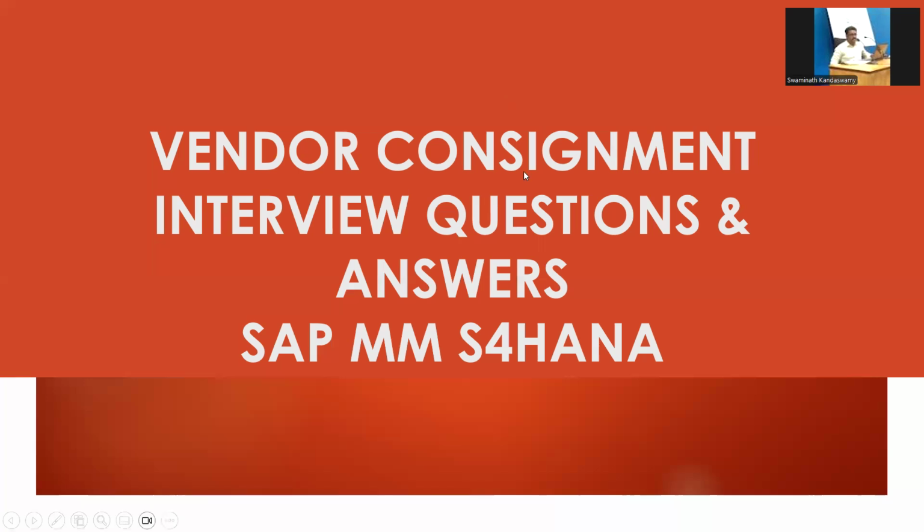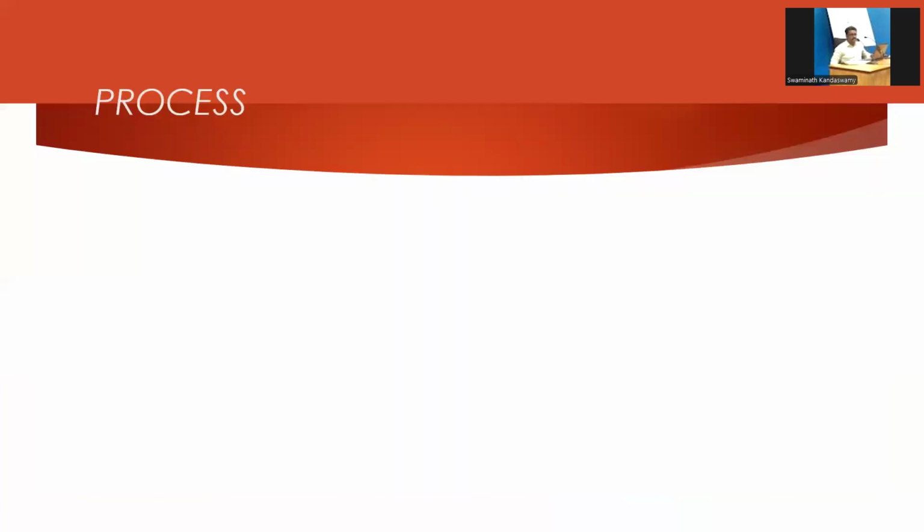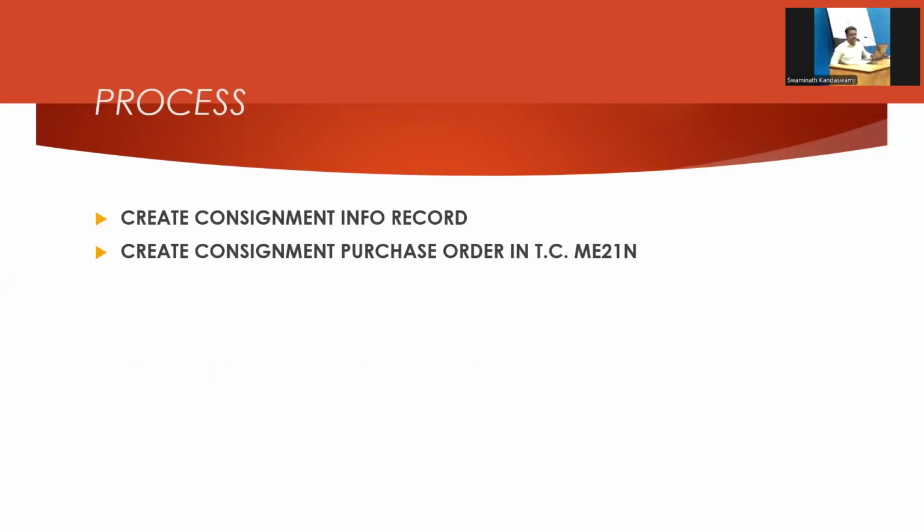Okay. Let's go to the mock interview. First thing they may ask you is, what is the process? The process is, apart from creation of the material master and vendor master, that is the supplier master, we have to create a purchase info record in transaction code ME11. That is the first one. Next, we create a purchase order in ME21N. Item category is K, K for consignment. Now you have to do goods receipt in MIGO.